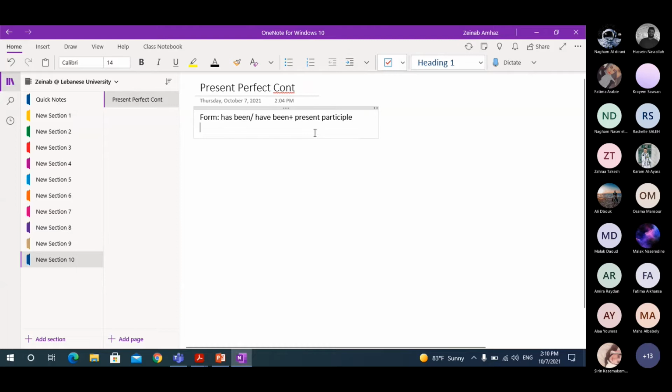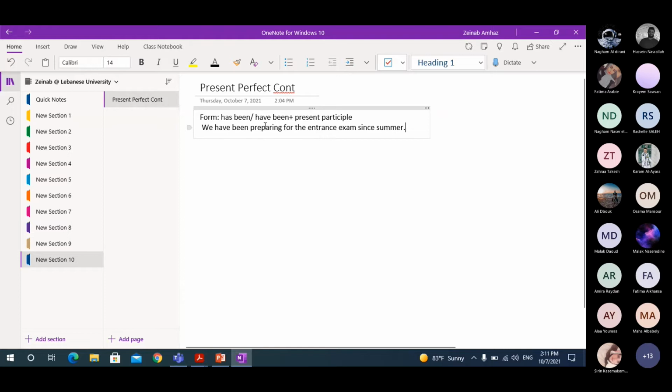We have been preparing for the entrance exam since summer, for example. Okay? Here in the example: have been preparing.